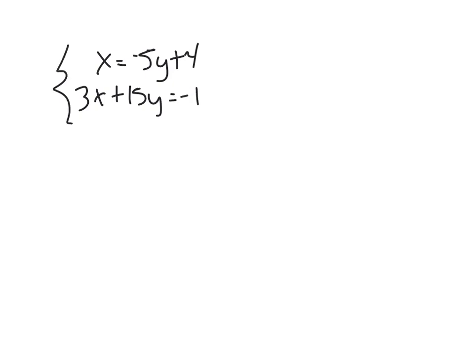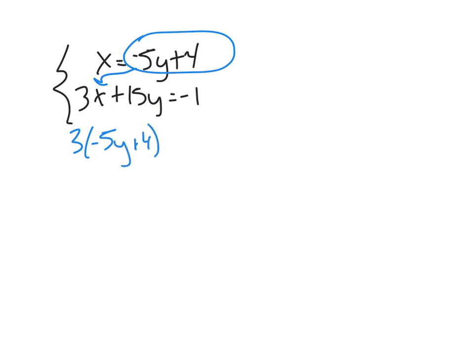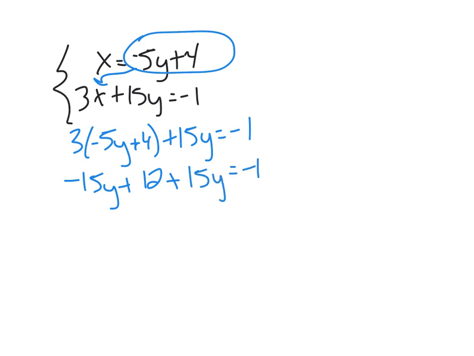So we can see I've already got that first one solved for x, so I can take that and substitute it in. So this will be 3 times negative 5y plus 4 plus 15y equals negative 1. So I'm going to have to distribute. Okay, now when I go to combine these terms together, look at what's going to happen. I have negative 15y plus 15y, which makes 0. They cancel each other out, and the only thing that's going to be left is 12 equals negative 1.